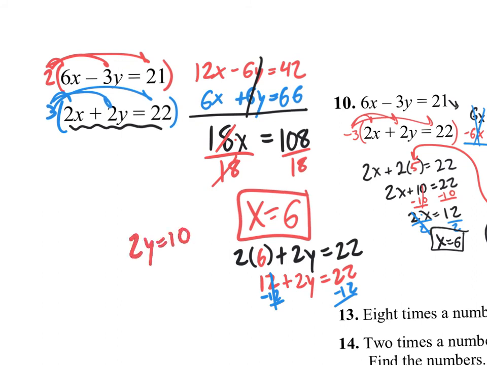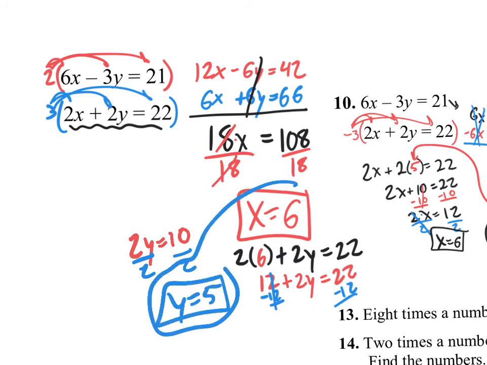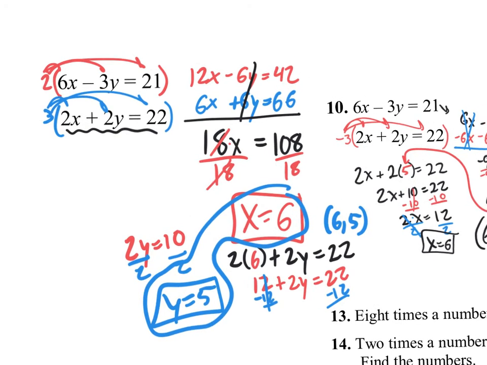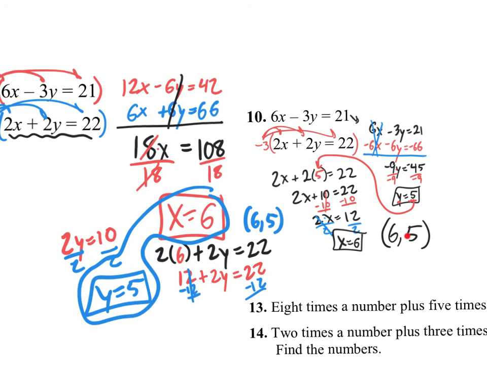2y equals 10. Divide both sides by 2, and you will get y equals 5. So the x equals 6 and y equals 5 are your answers, 6 comma 5. As you could see, it's the same exact answer as the first method of doing it. So there are so many different roads to the same place.